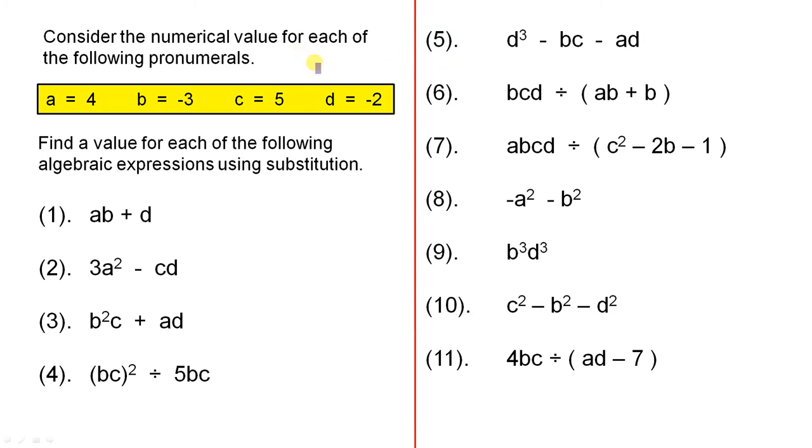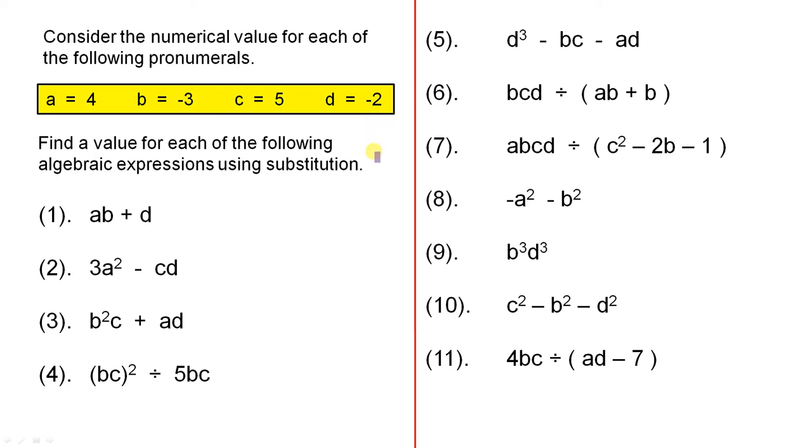Consider the numerical value for each of the following pronumerals. So remember, a pronumeral is the same as a letter, and it takes the place of a numeral. So A has a value of 4, B has a value of -3, C has a value of 5, and D has a value of -2.